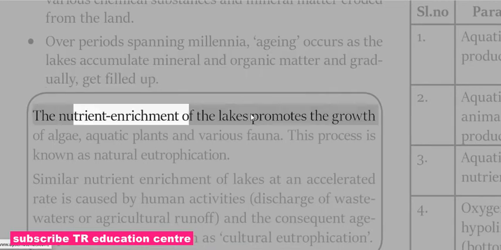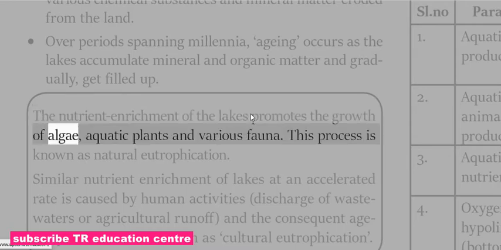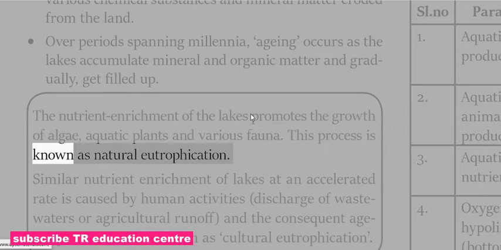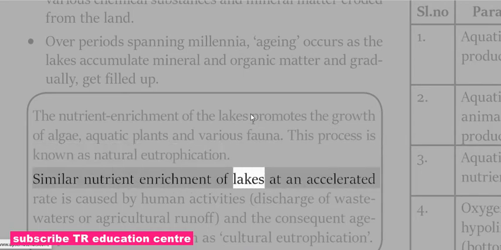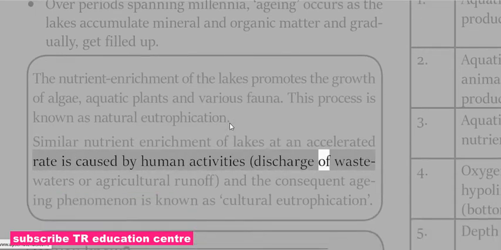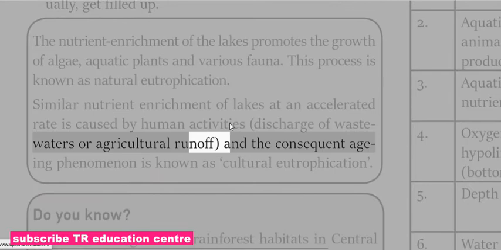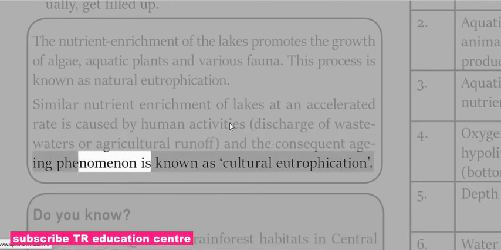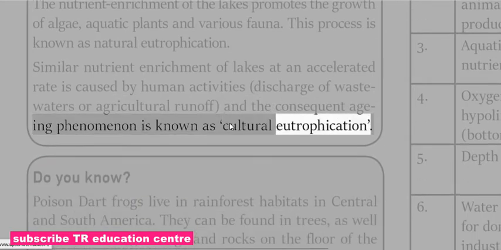The nutrient enrichment of the lakes promotes the growth of algae, aquatic plants and various fauna. This process is known as natural eutrophication. Similar nutrient enrichment of lakes at an accelerated rate is caused by human activities, discharge of wastewaters or agricultural runoff, and the consequent aging phenomenon is known as cultural eutrophication.